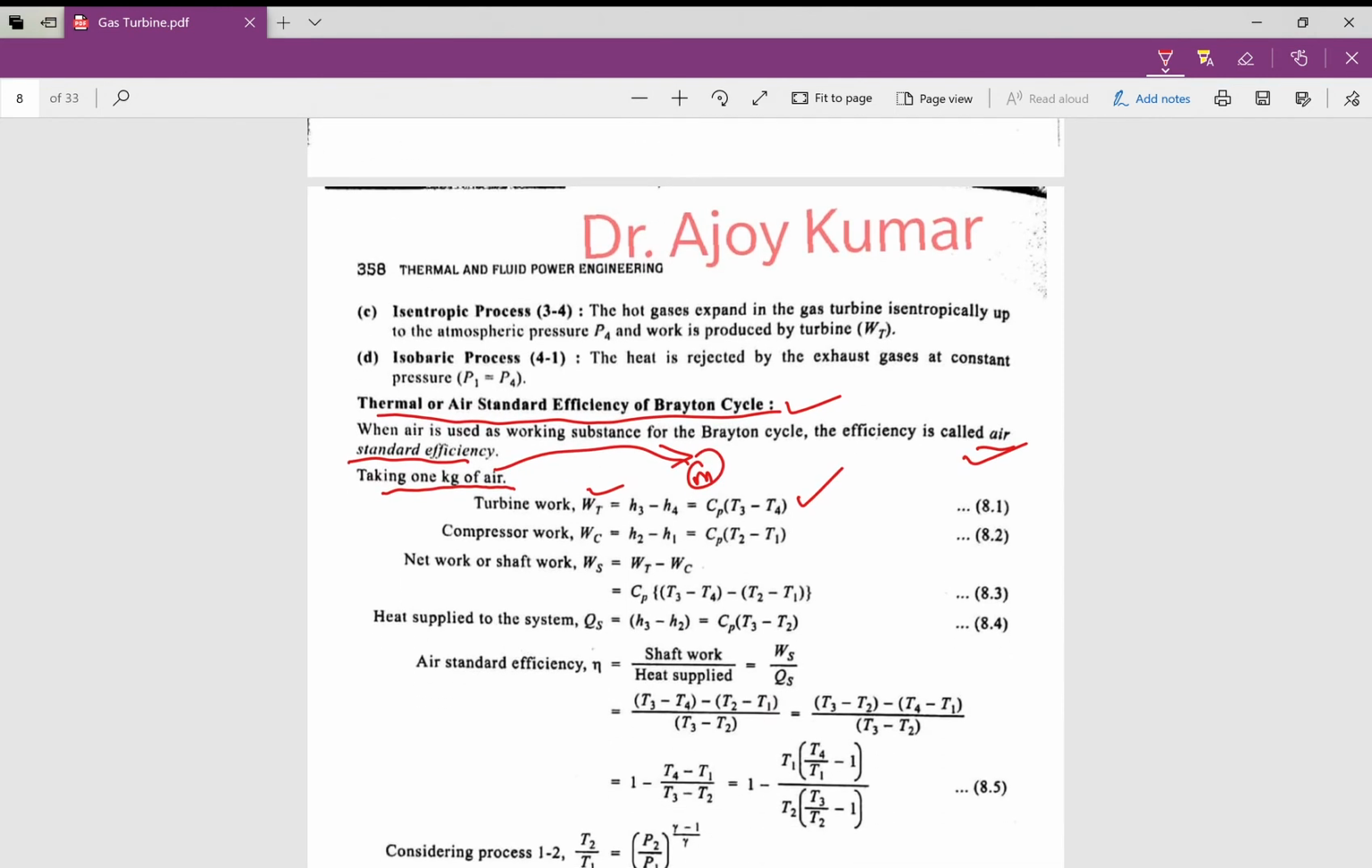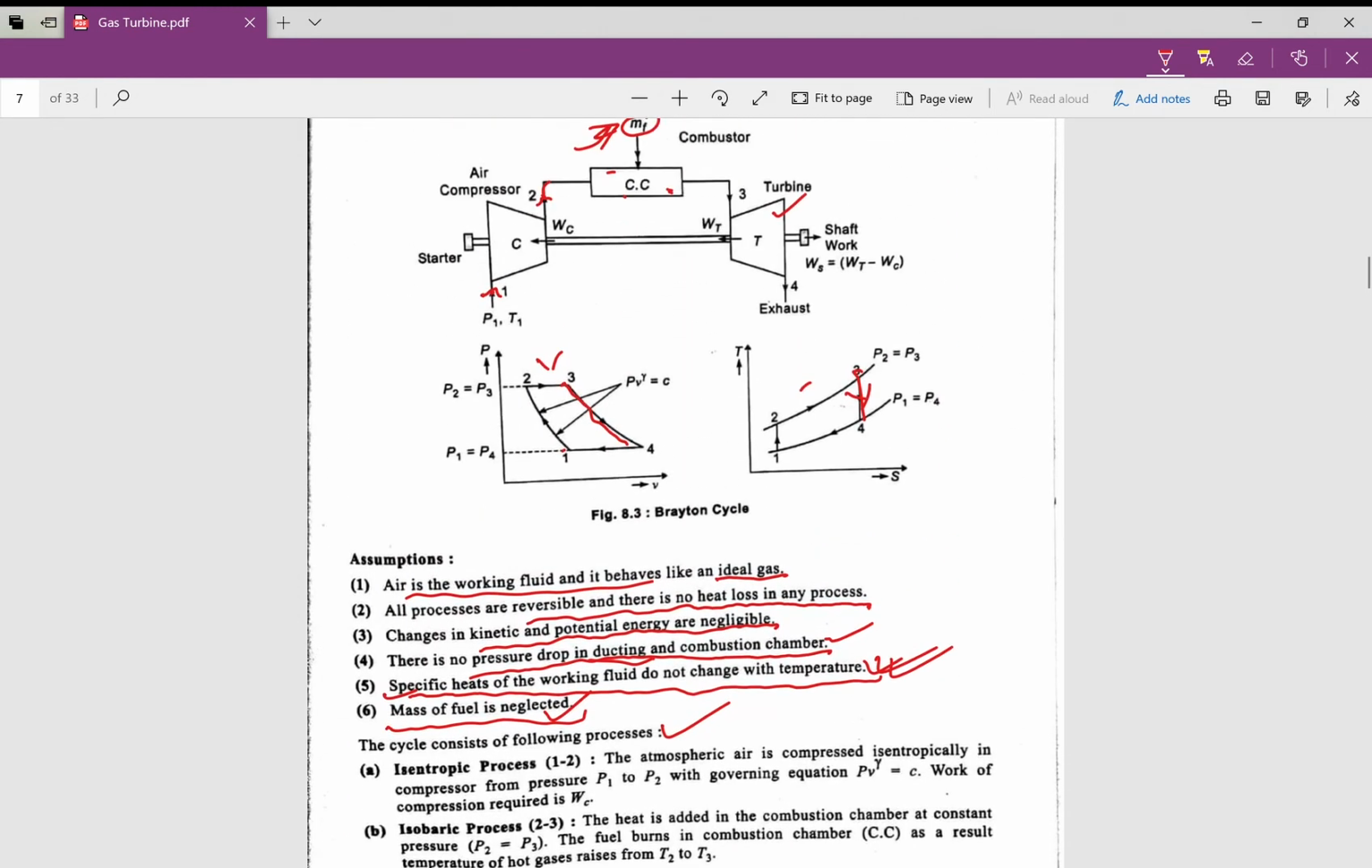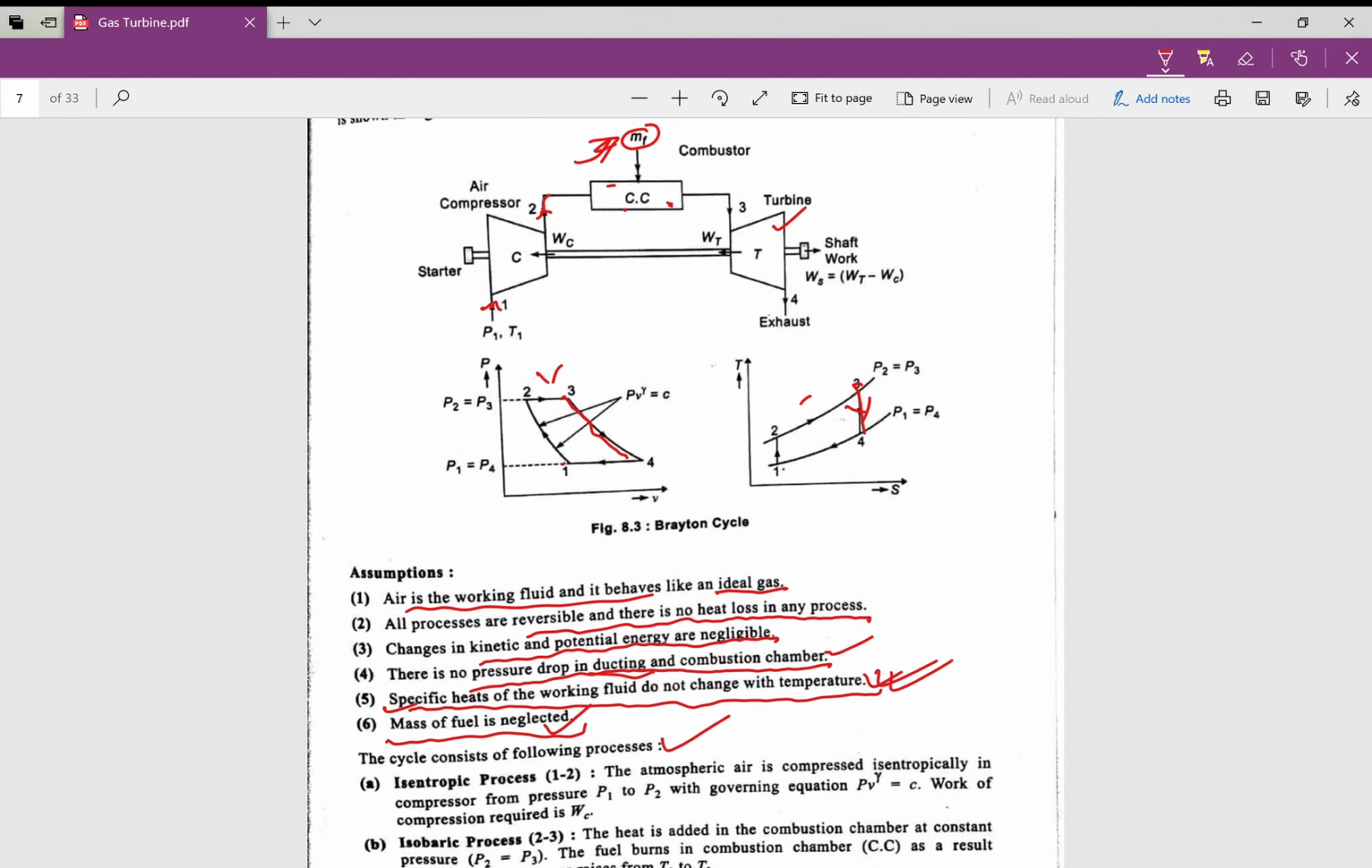Likewise, compressor work is H2 minus H1. The compression process is the 1 to 2 process. Here in this PV diagram, this arrow mark is already given for this one, and this arrow mark is for process 3, 4. Forget about this line.